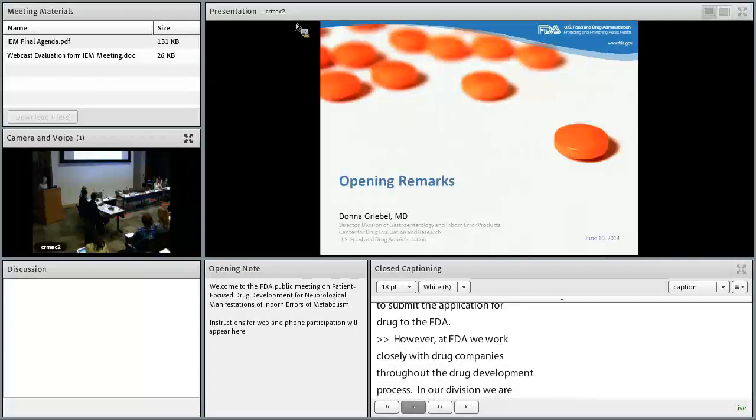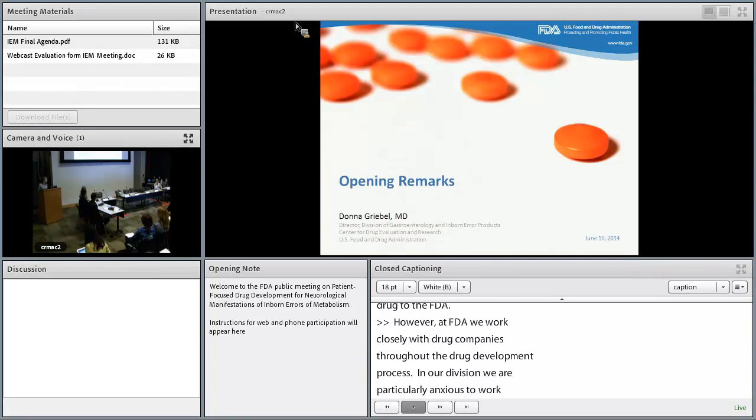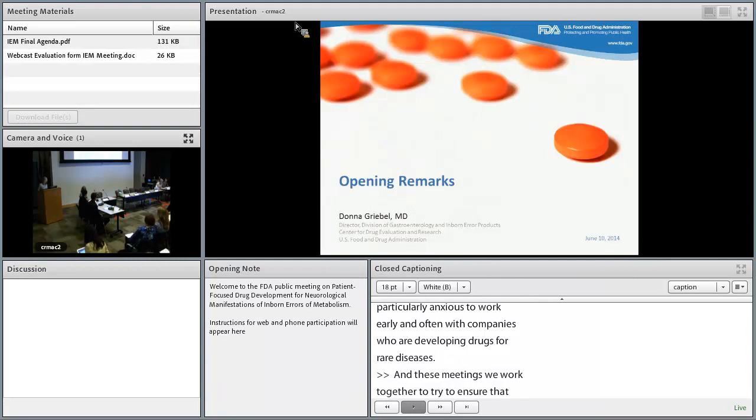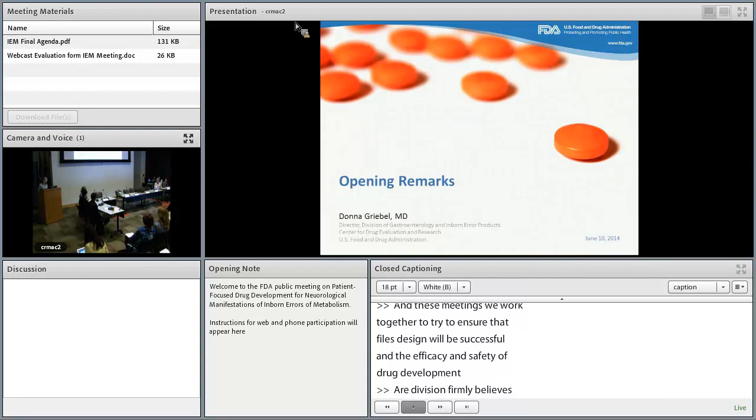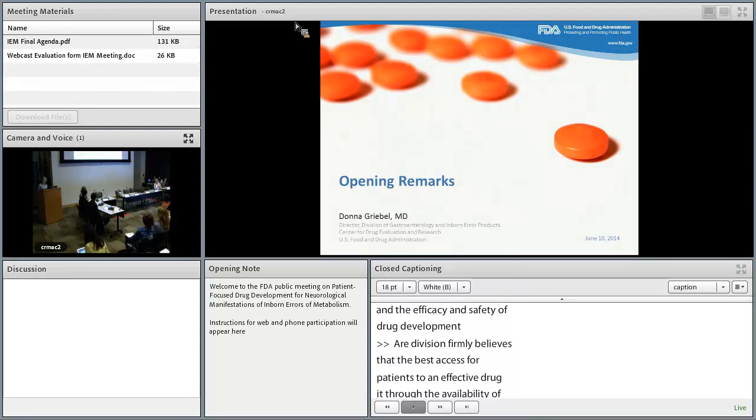In our division, we are particularly anxious to work early and often with companies who are developing drugs for rare diseases. And through these meetings, we work together to try to ensure that trial design will be successful in defining the efficacy and the safety of the drugs in development. Our division firmly believes that the best access for patients to an effective drug is through the availability of an approved drug.